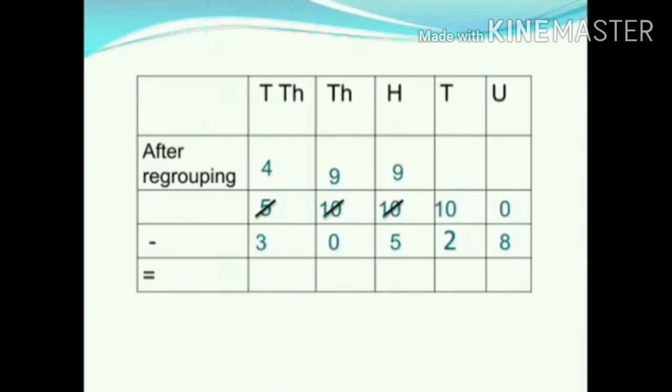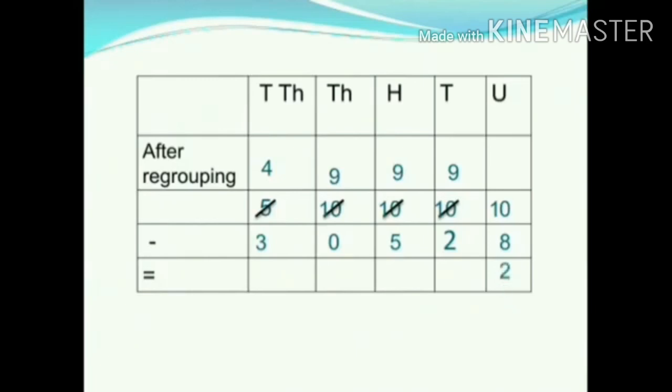In the tens place we have 10. In units place we have 0. We will borrow 10 from tens place to unit place. 10 equals to 10 units. After borrowing 10 from tens place to units place, tens place is left with 9 tens. Now we should subtract units place digits. They are 10 and 8. 10 minus 8 equals to 2. Write 2 in units place.